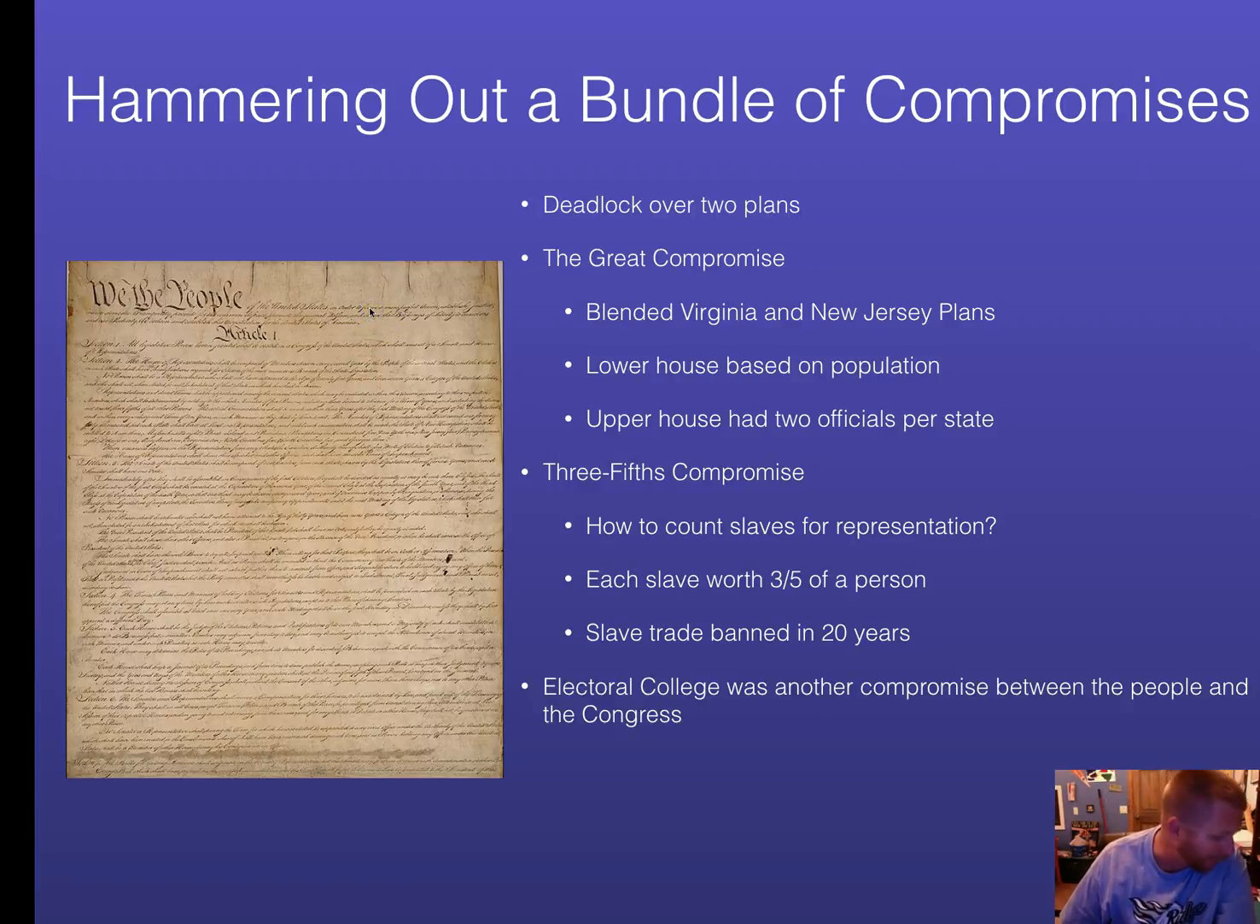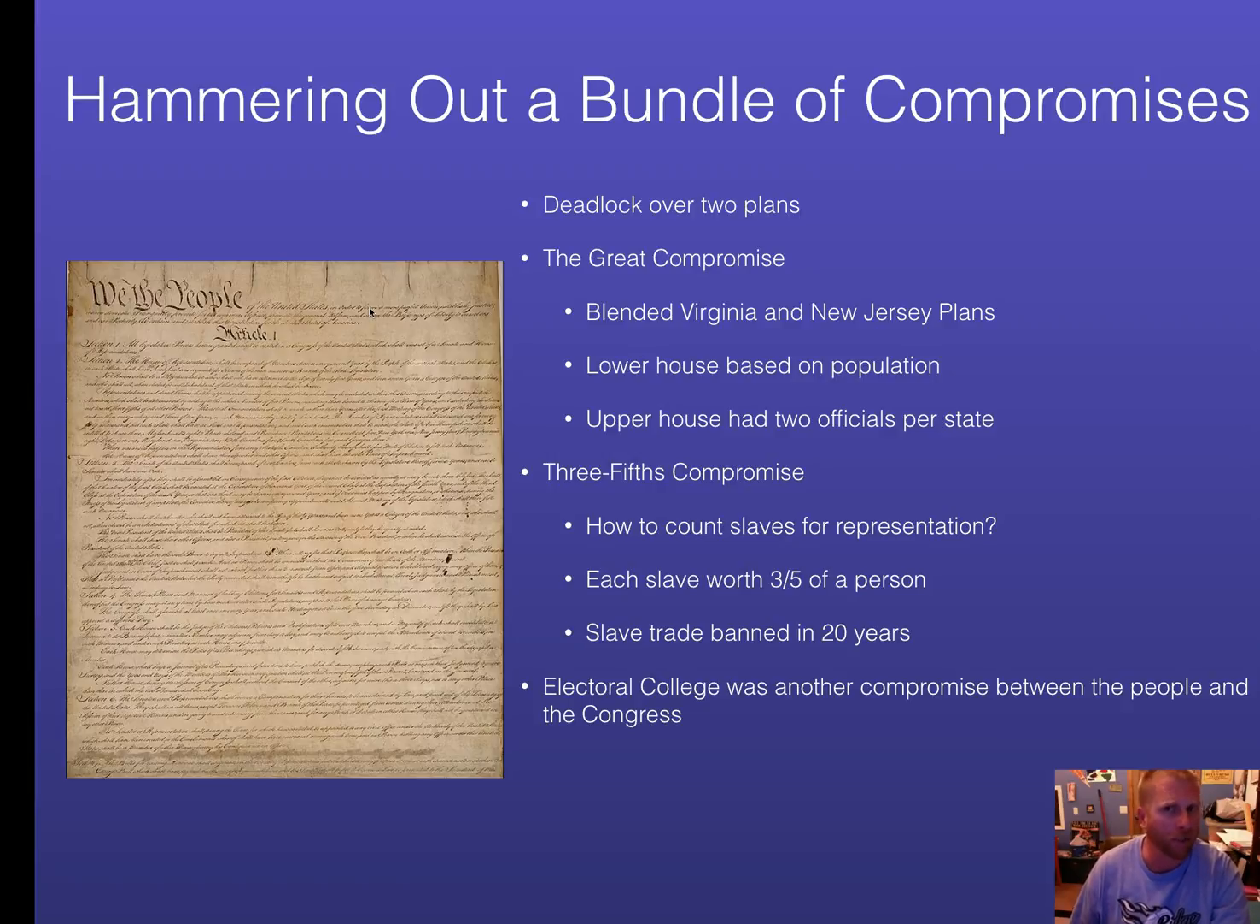And then they had another compromise with the Electoral College. Many people wanted the people to elect the president, the chief executive, who would later become the most powerful person in government. At this time, they didn't know what the president really was going to do or how powerful it would be. Congress believed Congress would be the most powerful branch.